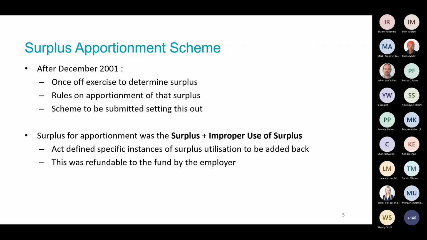Within Section 15B, the Act lays down the rules on how this total surplus can be apportioned between the various stakeholders. Once the fund has decided on how to apportion this within the rules that the Act prescribes, the scheme of how the apportionment will be done will be submitted to the regulator, and then we will approve it, and the fund can implement the scheme as approved by the regulator.